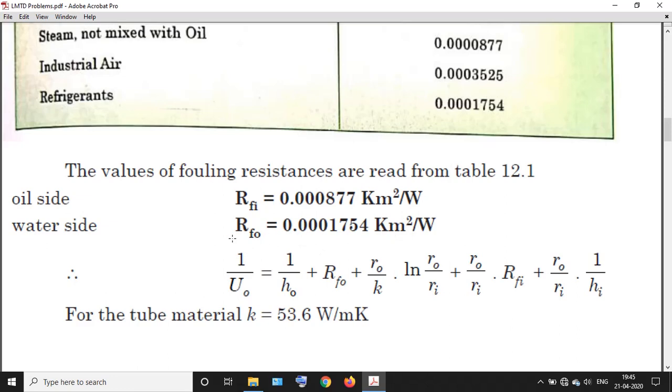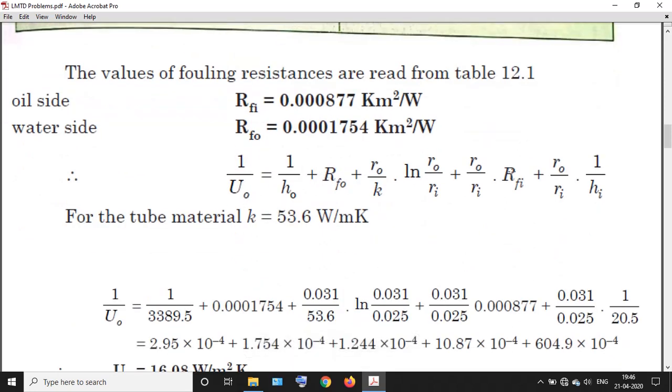Now remember, this is a concentric pipe, so we will have an inner heat transfer coefficient as well as an outer heat transfer coefficient. So first we are going to find the outer overall heat transfer coefficient, 1 by U0. This equation you can note down from your data book. It is given on the page below this table.